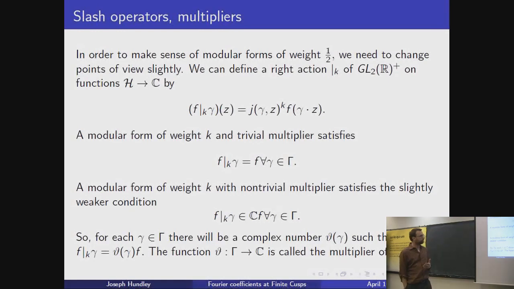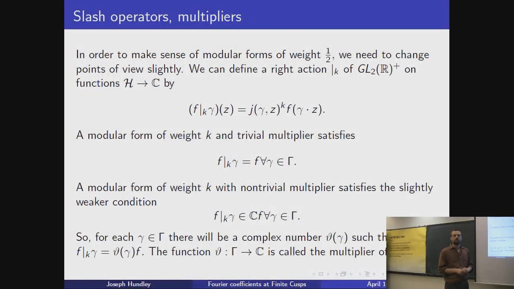So what I'll say is that what I really have is a right action of GL2R plus. I have an action of GL2R plus on the upper half plane, and when you have an action of a group on a space, that gives you a right action on the set of all functions on that space. In this case, my right action is that f slash k gamma is the function whose value at z is f of gamma z times j gamma z to the k. And with this way of thinking, what it meant to be modular of weight k for a group gamma with trivial multiplier was exactly that f slash k gamma equals f.